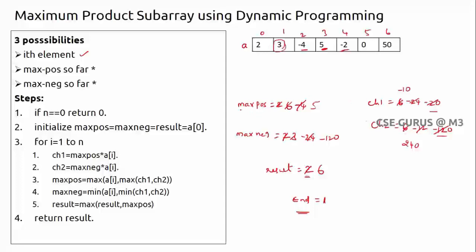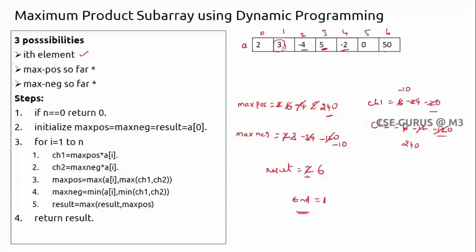Now what is max positive? It will be the maximum of these three: a of i, that is the current element minus 2, choice 1 which is minus 10, and choice 2 which is 240. What is the maximum? 240. See, now max positive is 240. So this is what happens. And what is the max negative? The minimum of these three: minus 2, minus 10, 240. So definitely it is minus 10, right?